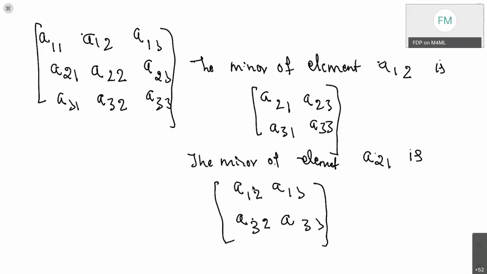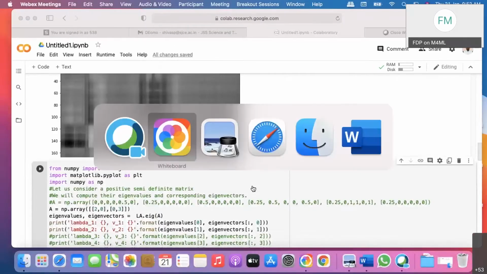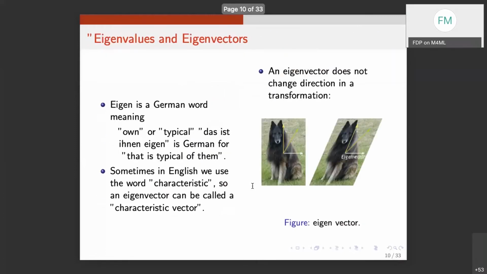Okay, now let's try to understand what is an eigenvalue or an eigenvector. Basically, if you see the definition of eigen, it's a German word. It means own or typical, something like that. So in English, generally we use a word called characteristic. So you can say that an eigenvector can be called a characteristic vector.